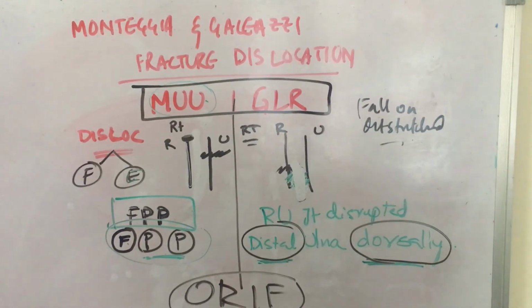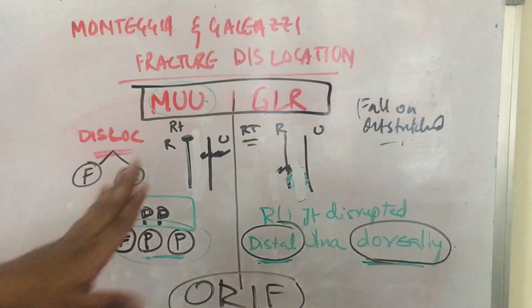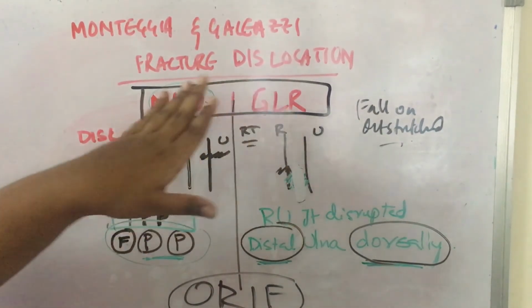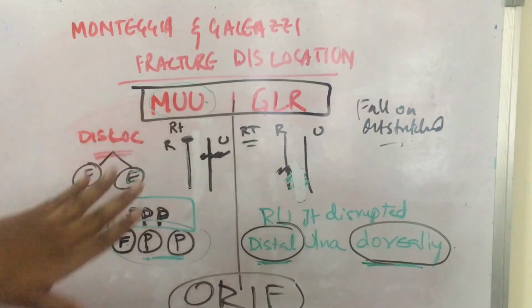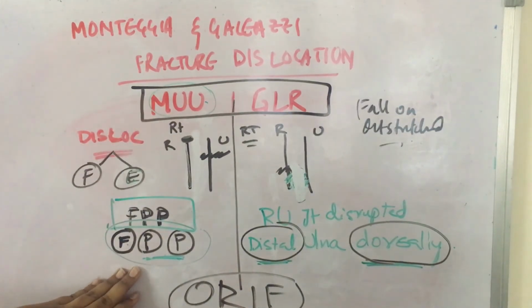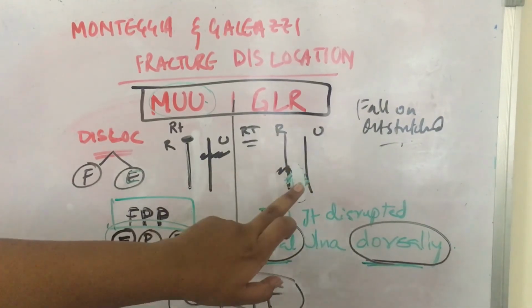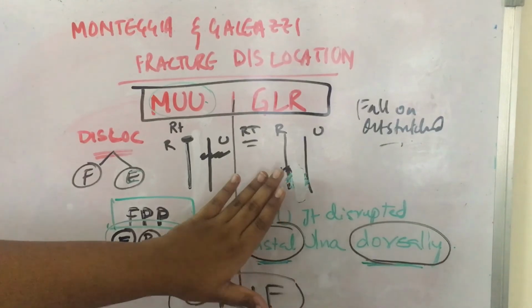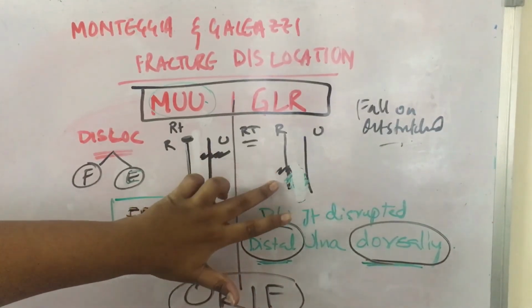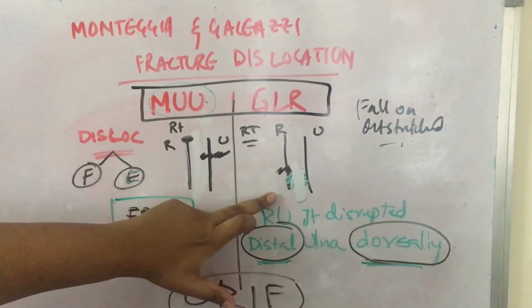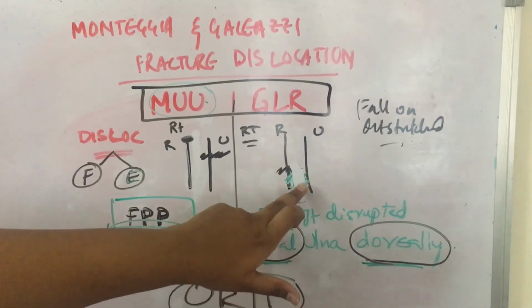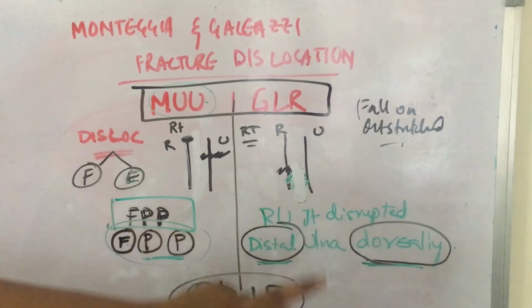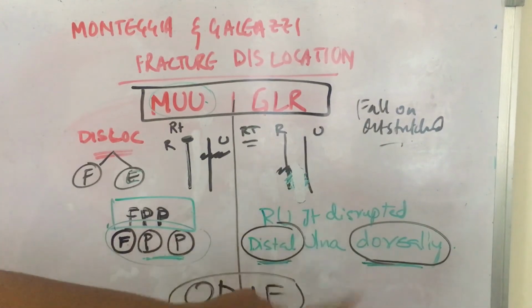That's all you need to know about Monteggia and Galeazzi. So next time you have confusion, just remember MUU and GLR. Under MUU, how dislocation is happening, you should remember FPP. Under GLR, how dislocation is happening means you need to remember that a radio-ulnar joint is present. So if the radial part, the lower 1/3, is getting fractured, something should happen to that radio-ulnar joint. It's getting disrupted. If it gets disrupted, ulna should dislocate.